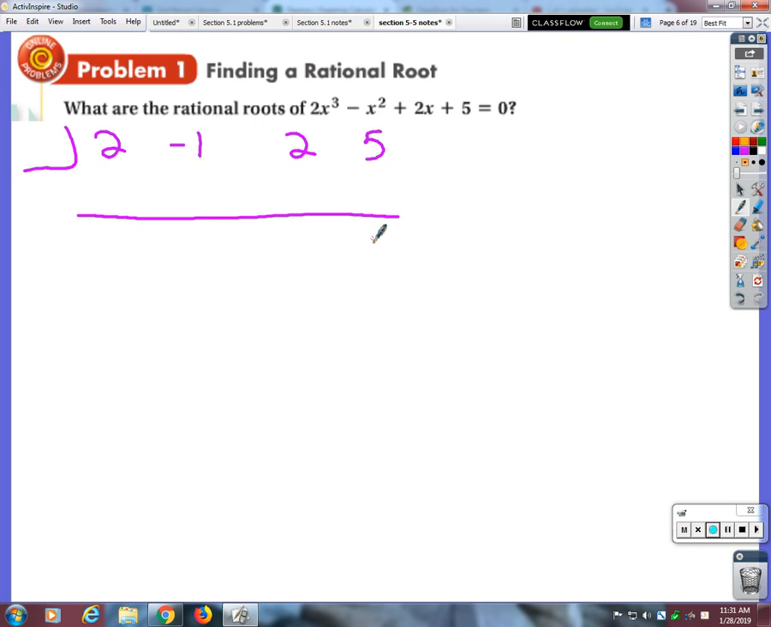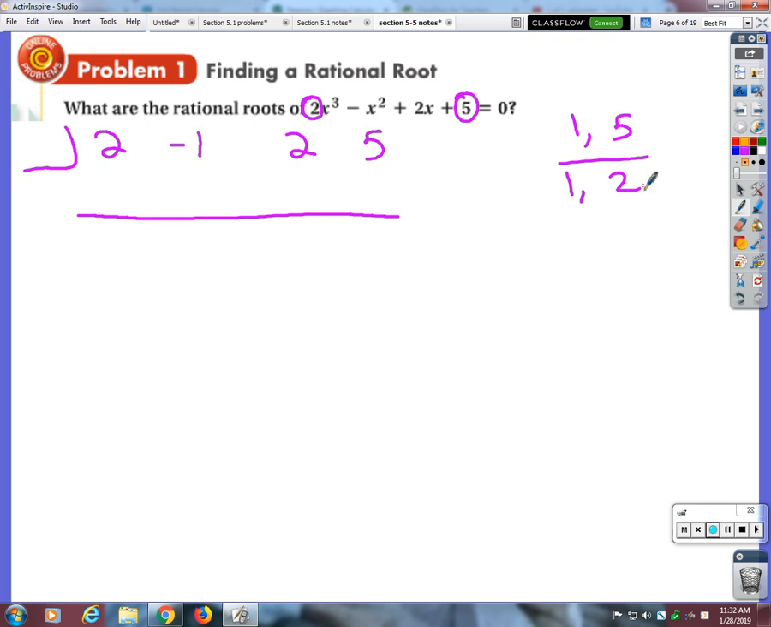But math is going to give us a little bit of guidance, okay? So the numbers that we're going to try, the only numbers that will work, are numbers that are a factor of this divided by factors of that. All right? So what are the factors of 5? 1 and 5. What are the factors of 2? 1 and 2.